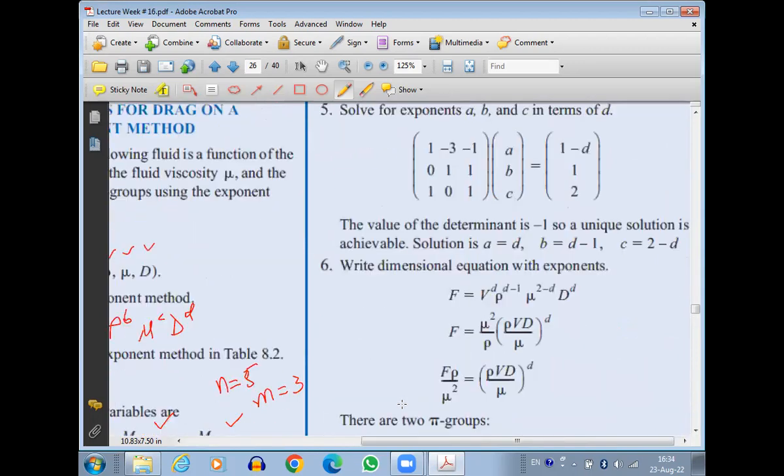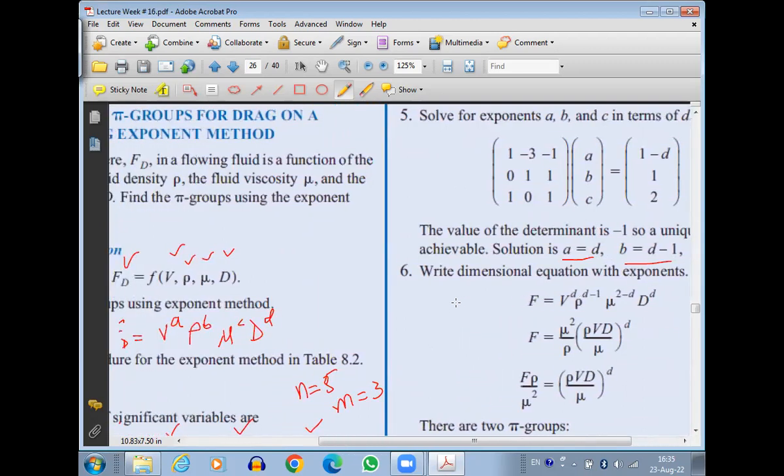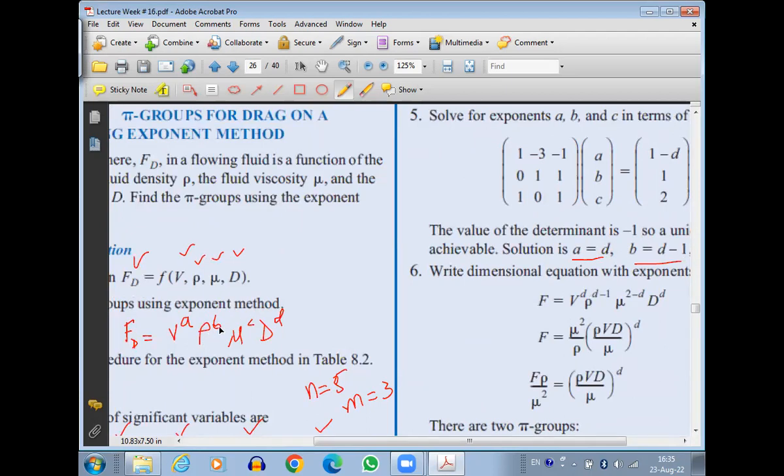This is just a small problem of mathematics. If you do it like this, then a will be equal to d, b will be equal to d minus 1, and c will be equal to 2 minus d. Then we can write again here. Previously we had written F equals V^a, rho^b, mu^c, D^d. Now we just have to write down the values of these variables. So V^d, because a equals d. Rho^b, where b is d minus 1, so rho^(d-1). Mu^(2-d), and D^d. So we got this equation here.